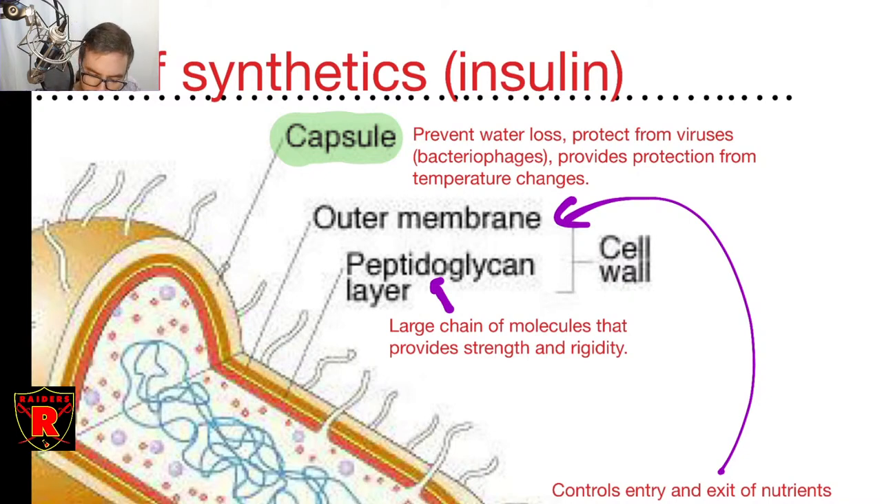So anyway, there's a capsule around the outside. It prevents water loss, so bacteria don't like to be dried out, and it protects from viruses. So there are specific viruses that target bacteria. They're called bacteriophages, and there is some protection from bacteriophages offered by the capsule. It's not perfect protection, because many of them are susceptible to viruses. And the capsule also provides a little bit of protection from temperature change.